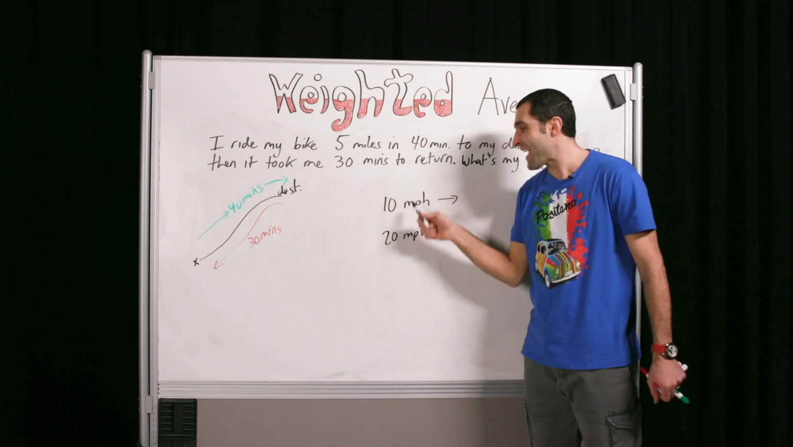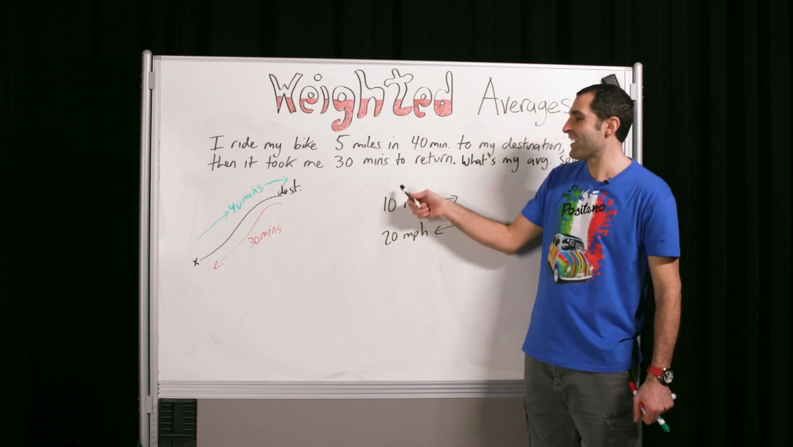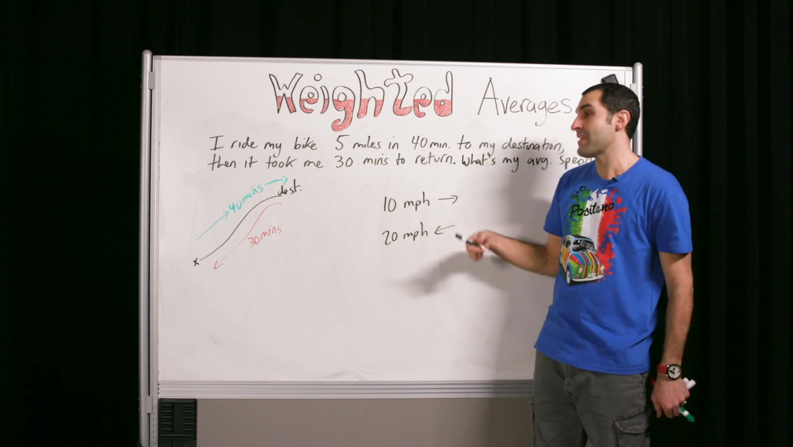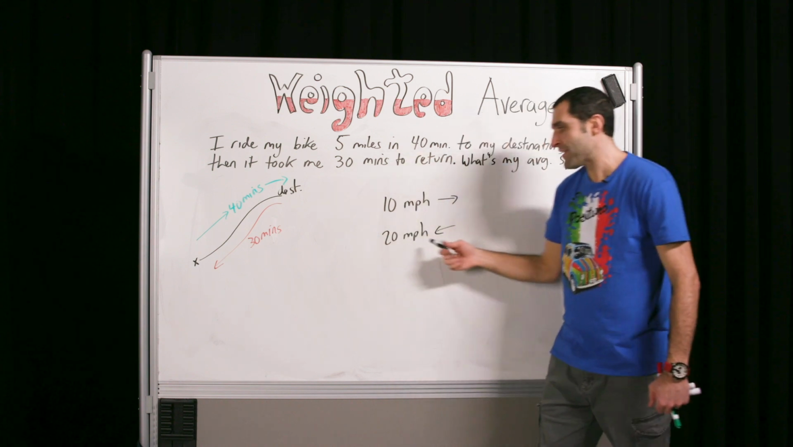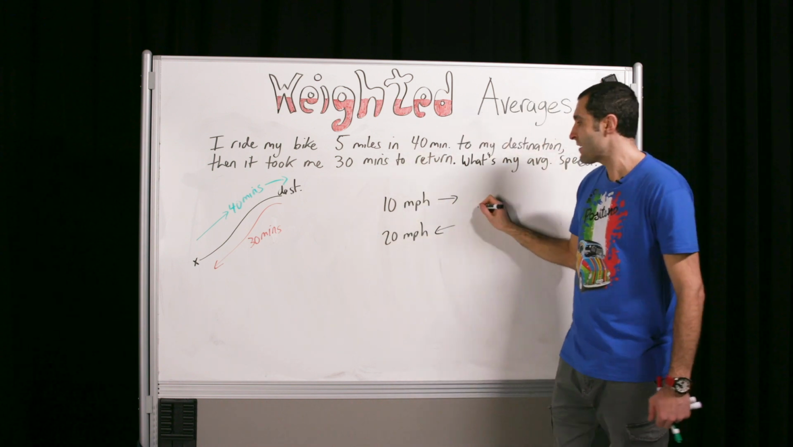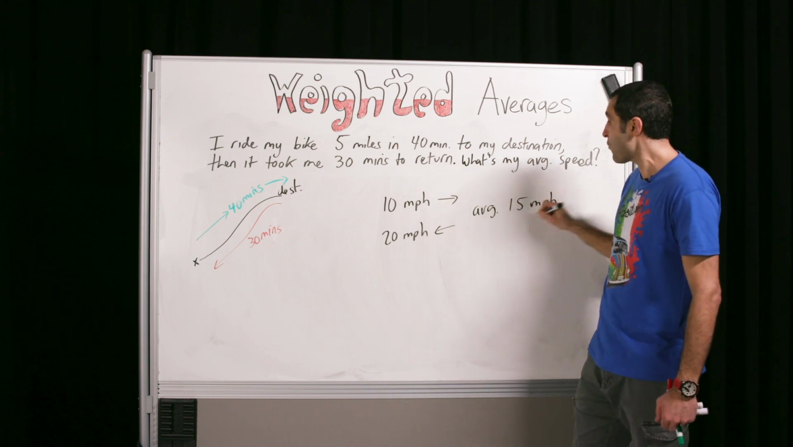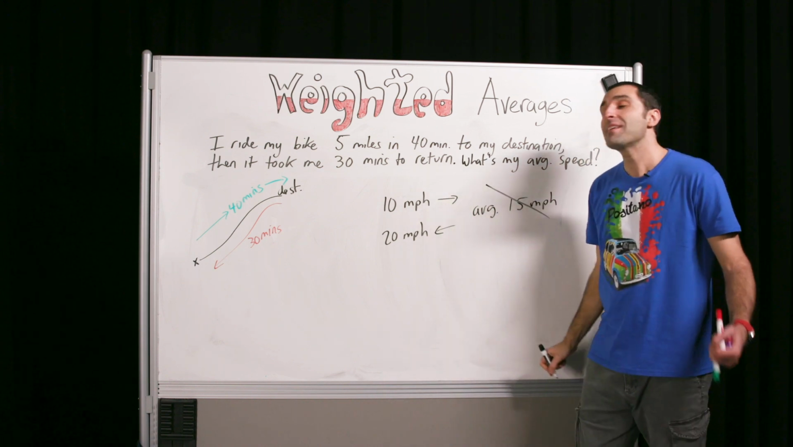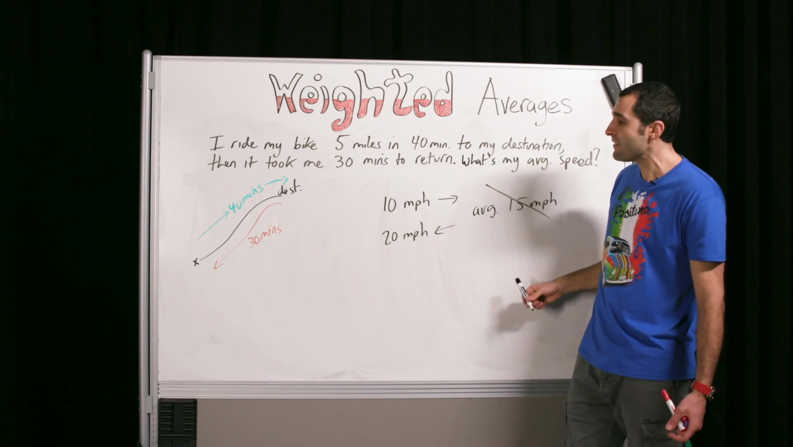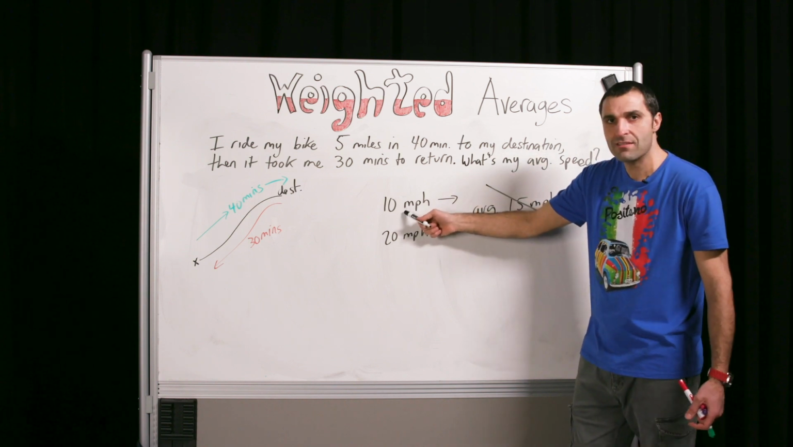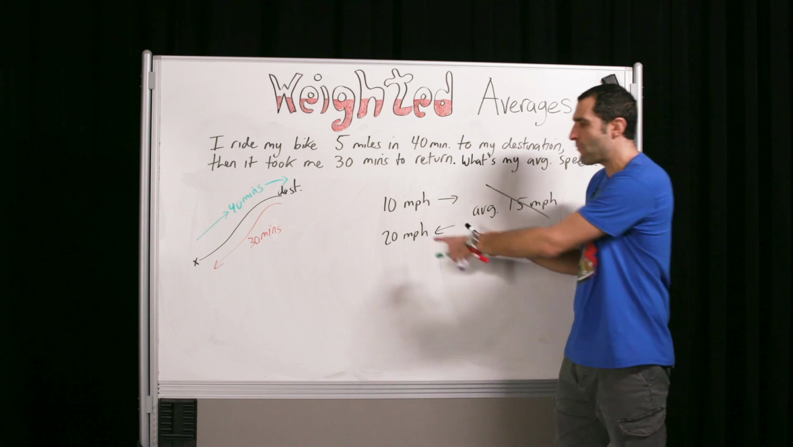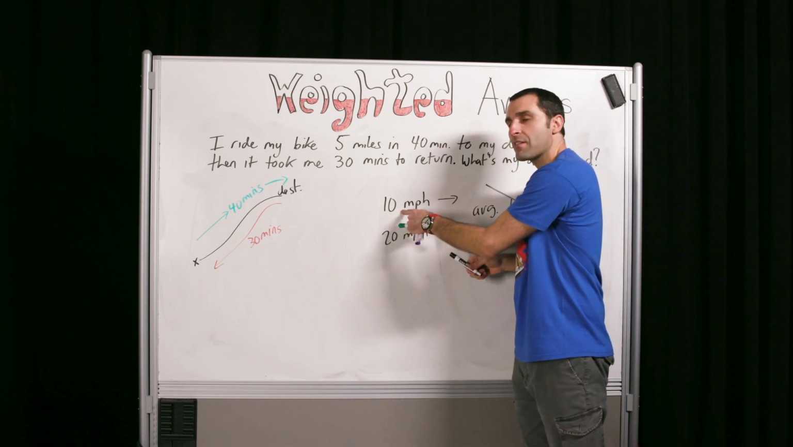The temptation is to average these, to say, oh, perfect. 10 miles an hour there. I was faster back, 20 miles an hour back. So the average is the middle of that. That's 15 miles per hour. This is wrong because I was riding for more time here. See what I mean? I went for more time slower.